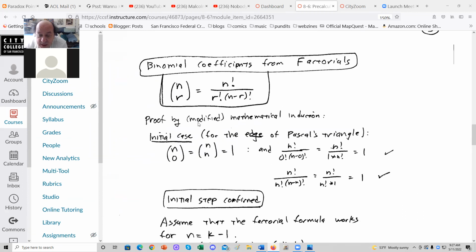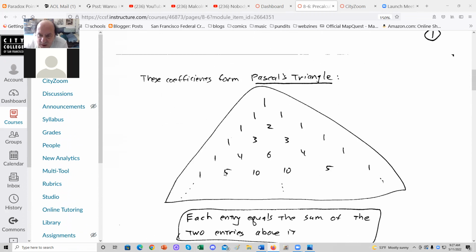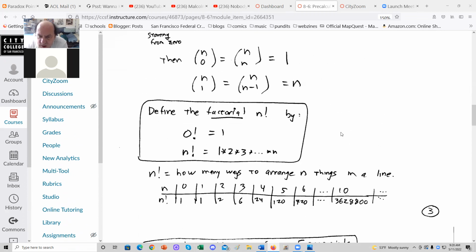All right, now let's just go back. That's these. Now, there's a proof of the binomial theorem by mathematical induction, modified mathematical induction. We'll start from the edge of Pascal's triangle. Prove all these ones and all these ones. So here we go.